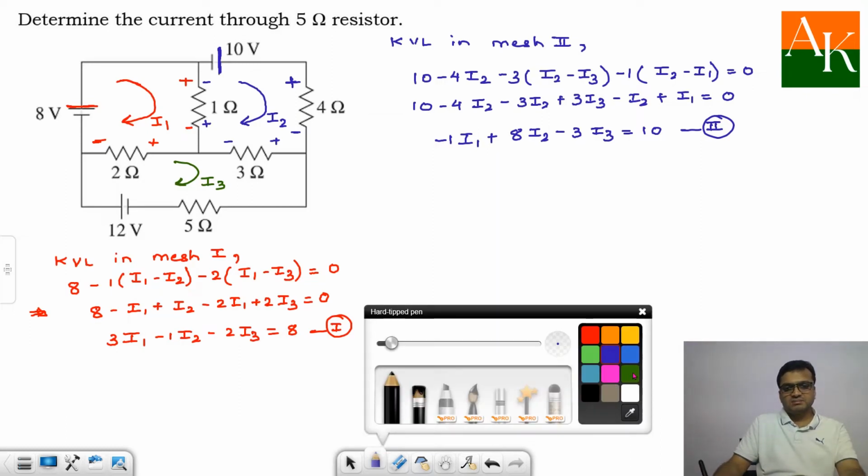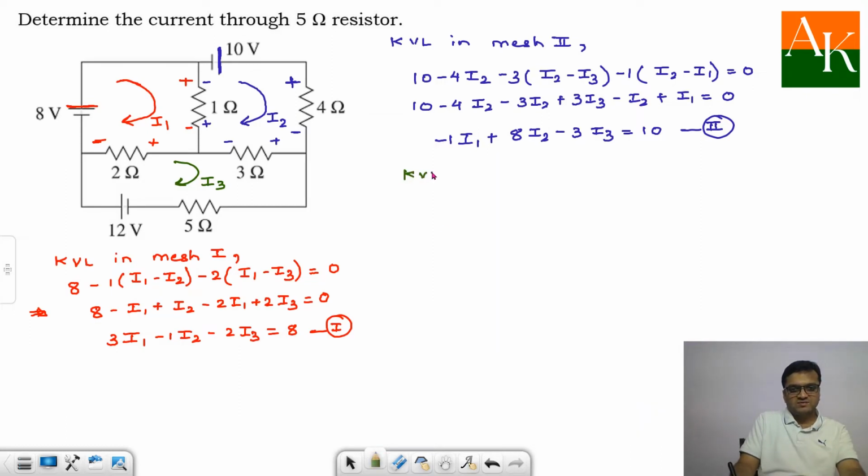Now KVL in mesh 3. Before applying KVL, you need to assign the signs for the voltages developed across the resistances. You are traveling this loop, mesh 3, in a clockwise manner. Current enters the positive side and leaves the negative side over here. So plus, minus and plus, minus. So the signs have been assigned for the voltages.